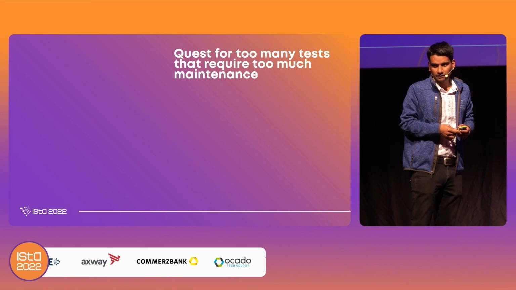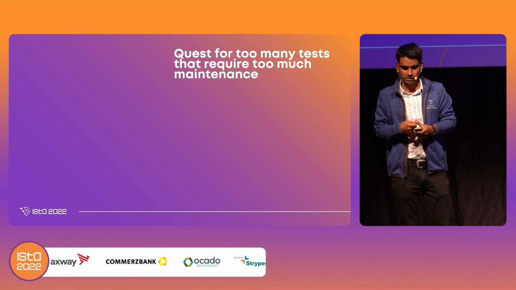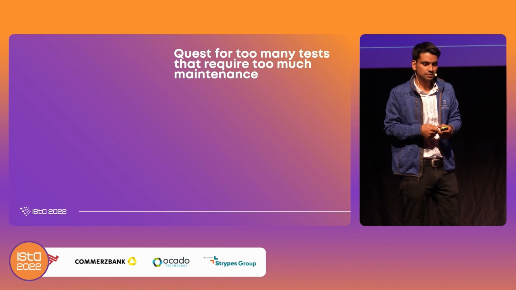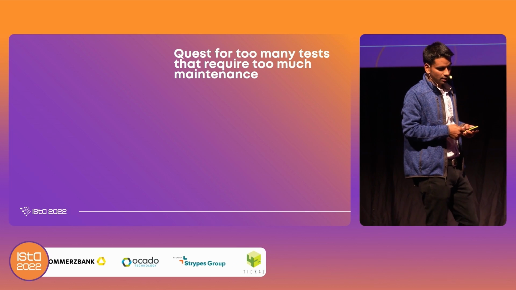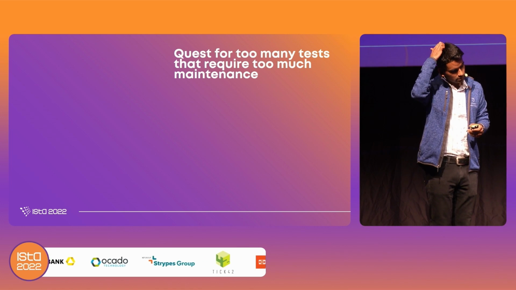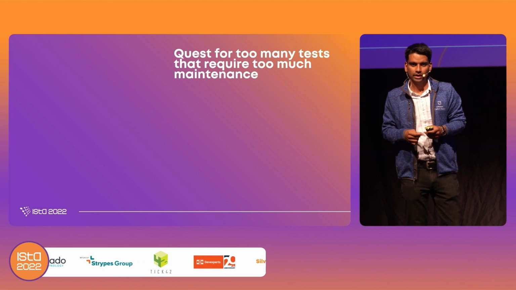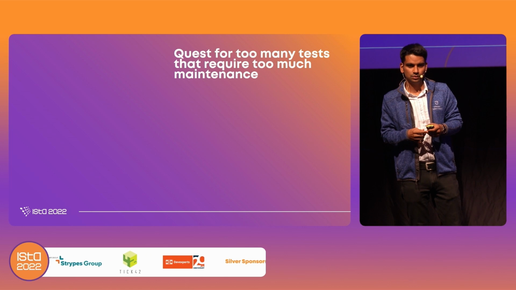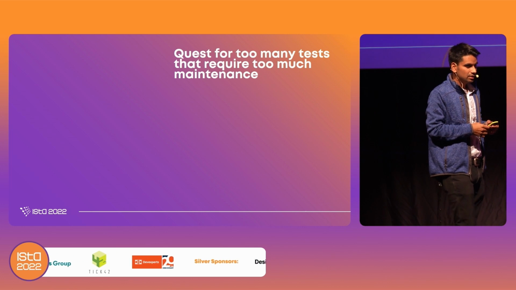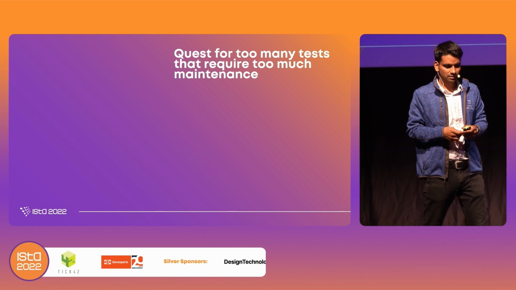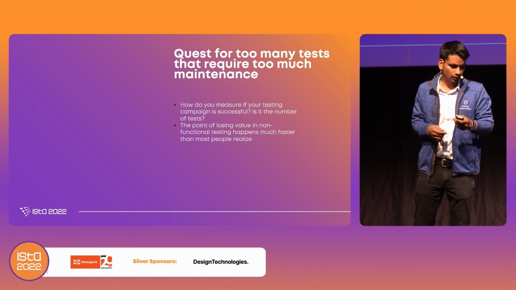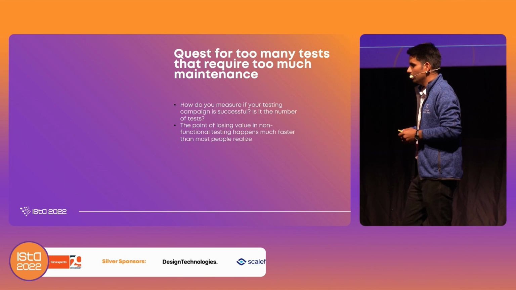Another problem that we have is when people say get set go, we try and have as many tests automated as possible, and that's not always the right answer. There is a point after which you are actually losing value when you have too many tests to maintain, be it end-to-end or performance, it doesn't matter. And actually for performance, you lose that value much faster.